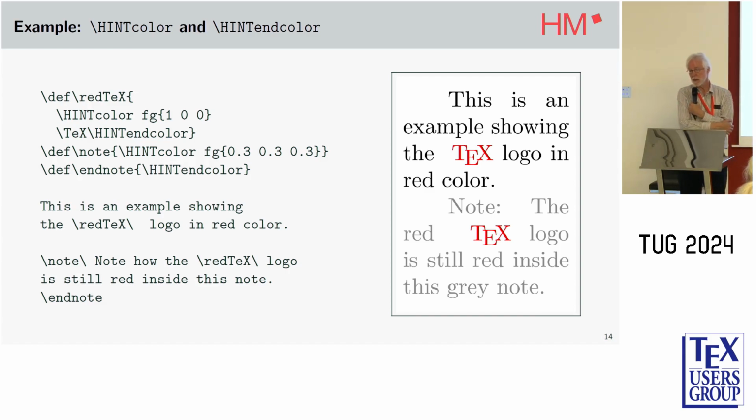And I have a second thing that is hint note, and I say, okay, when I have a note, I want to have a light gray color, and when I say end note, it returns to the previous color. And then I have a little text. This is an example showing the red tech logo in red color, and then note. Note how the red tech logo is still red inside this note.